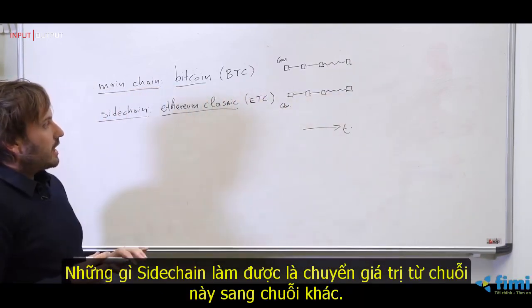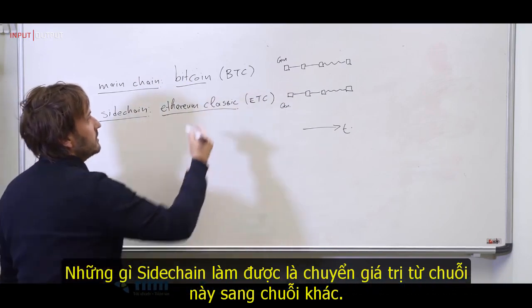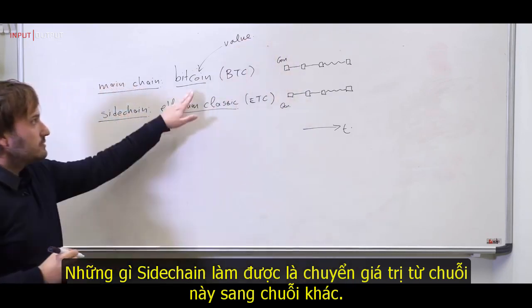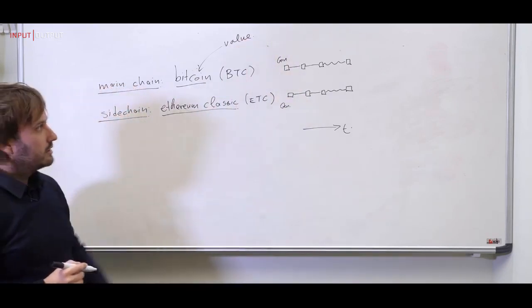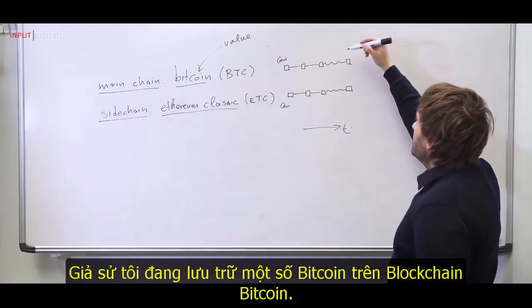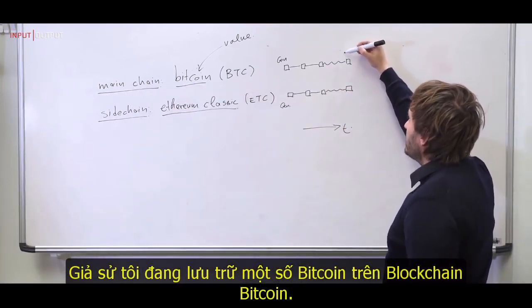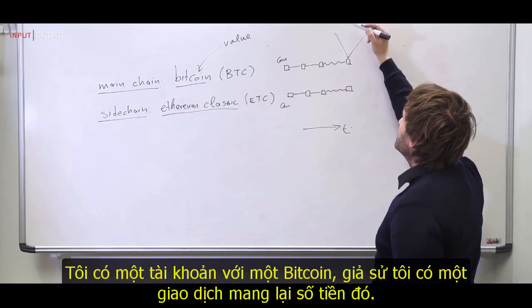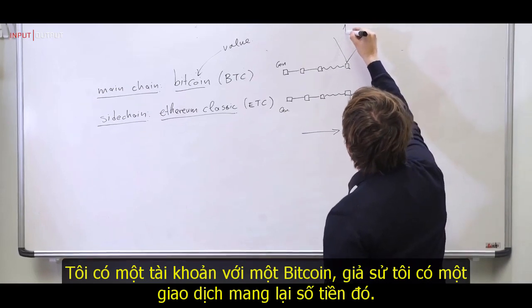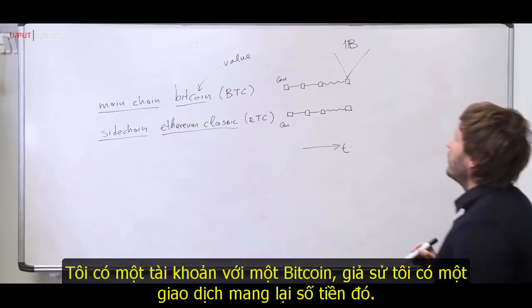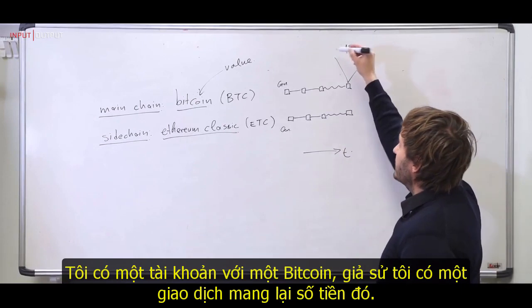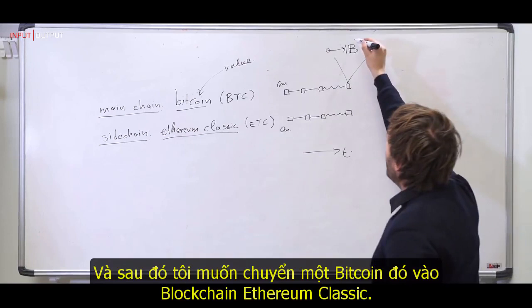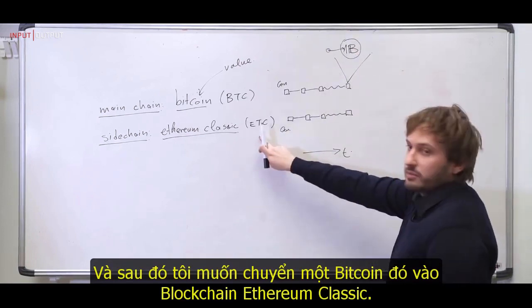Now, what sidechains allows us to do is to move value that is denominated in one of these two into the other blockchain. So the idea is that, let's say I'm storing some Bitcoin in some account on this blockchain. So imagine I have some sort of account to my name with 1 Bitcoin. Let's say I have a transaction that gives that amount to me. And then I want to move that 1 Bitcoin into the Ethereum Classic blockchain.